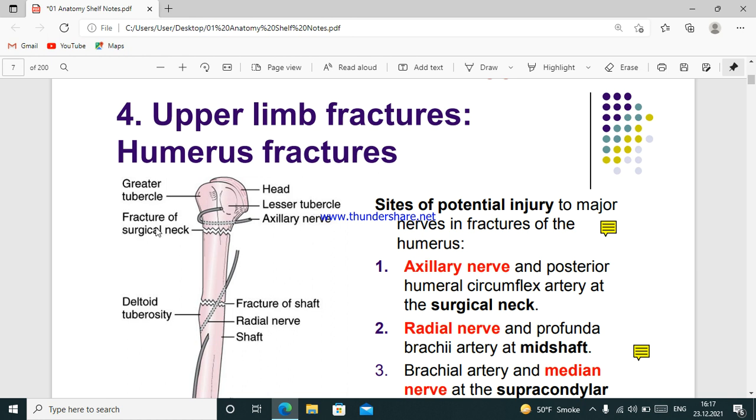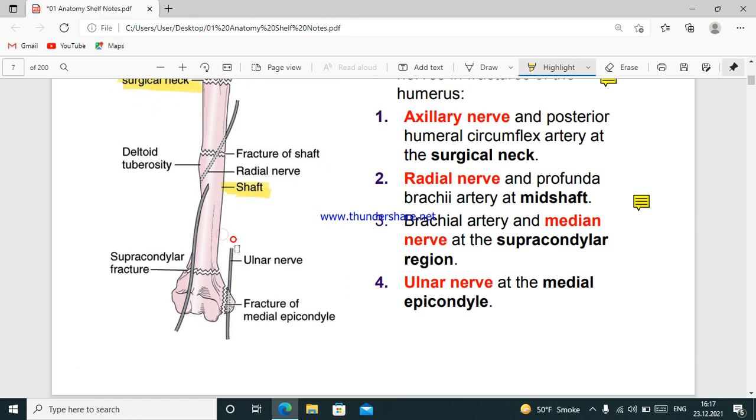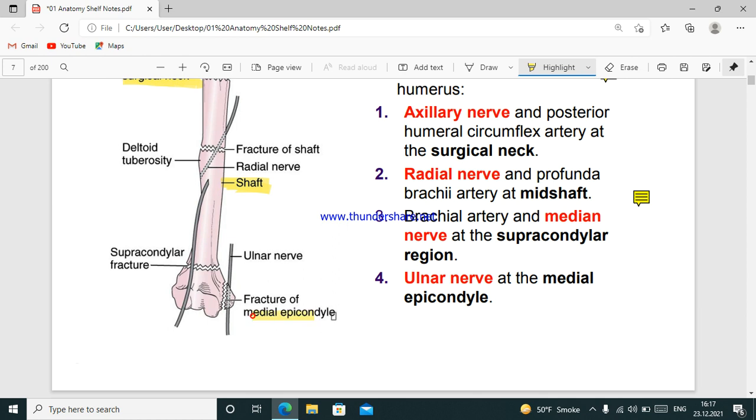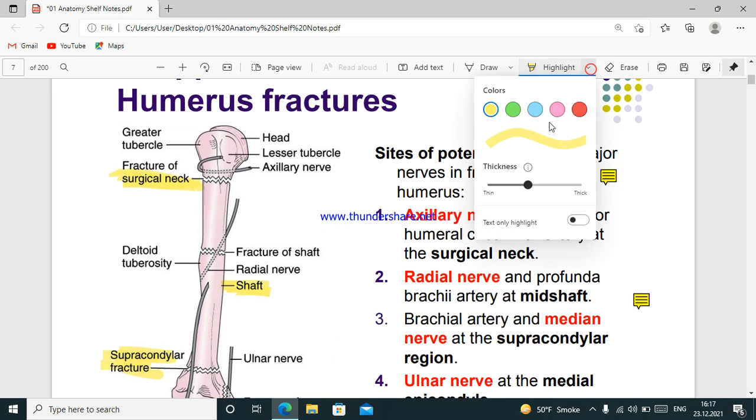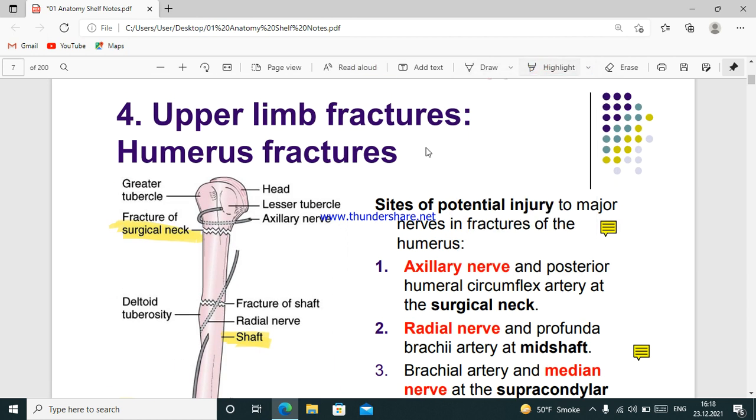So upper limb fracture, if there is fracture in this surgical region, what may occur? If there is fracture in this shaft region, what may occur? If there is fracture in this medial epicondyle region, what may occur? If there is fracture in the supracondylar region, what may occur? This is the question which may arise in our mind, but we have to cover it: which fracture may result in nerve injury, in artery injury.